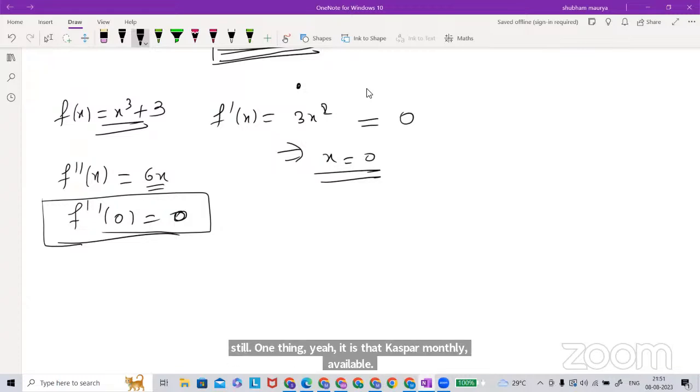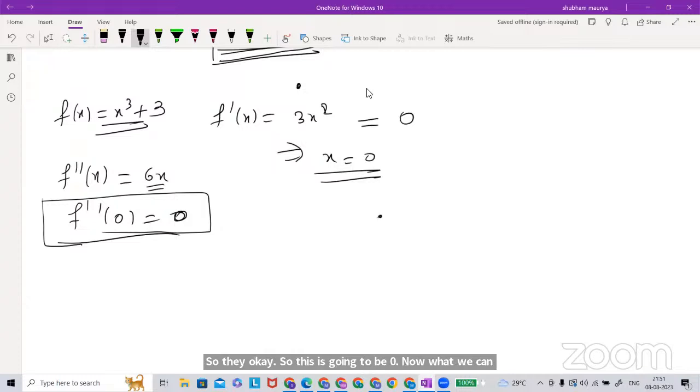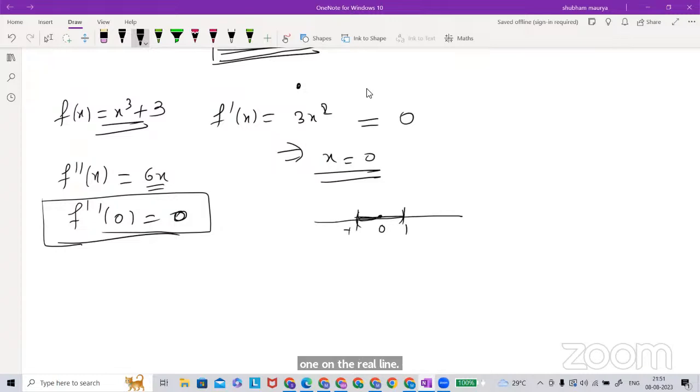Now what can we do? Suppose here is 0, and let's take -1 and 1 on the real line. Suppose here is 1 and here is -1. Check how the function behaves on this side and on that side. So check this side, from -1 to 0, in this interval.